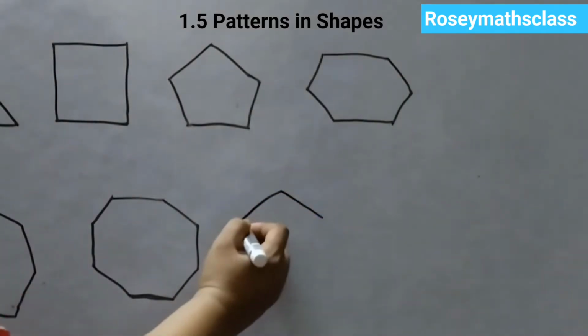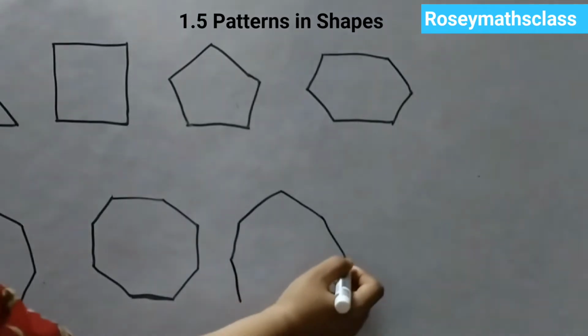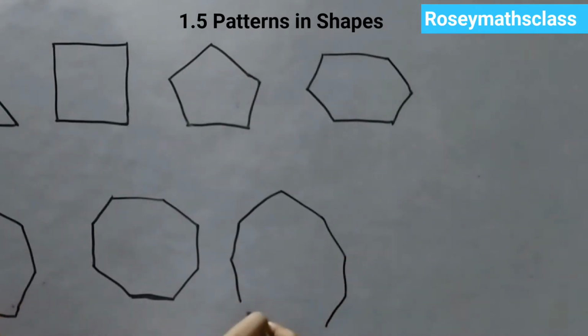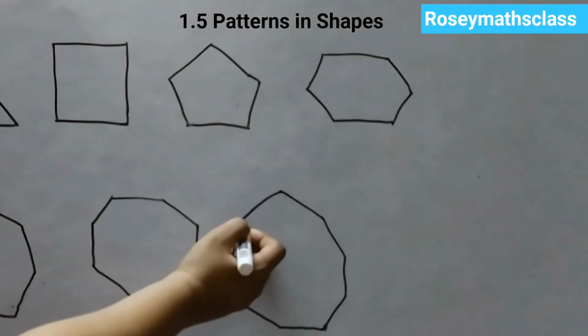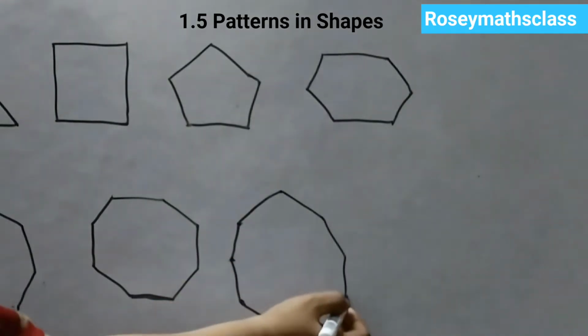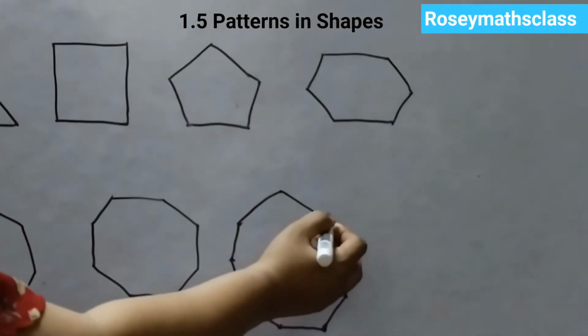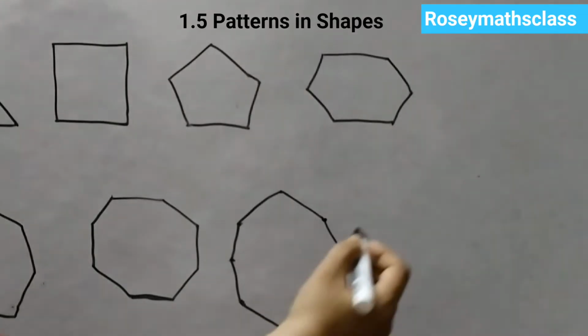1, 2, 3, 4, 5, 6, 7, 8, 9. 9 sides, 9 vertices. And the last regular polygon given is decagon, that is 10 sides.